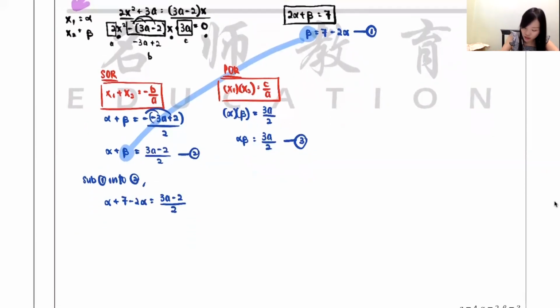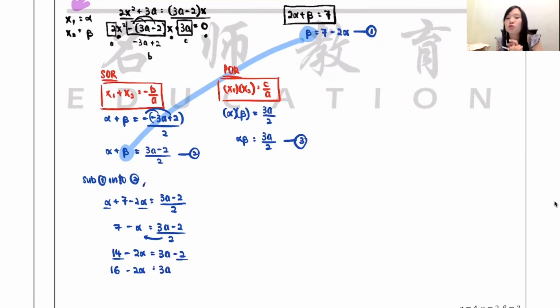Like this. So you see, alpha minus 2 alpha is negative 1 alpha, equals to 3a minus 2 over 2. I continue to move first. Divide by 2, move it up, times 2. 14 minus 2 alpha equals to 3a minus 2. Minus 2, move it over, plus 2. 16 minus 2 alpha equals to 3a. Okay, I just move around, okay? Other than that, this beta, I think can also sub inside here.